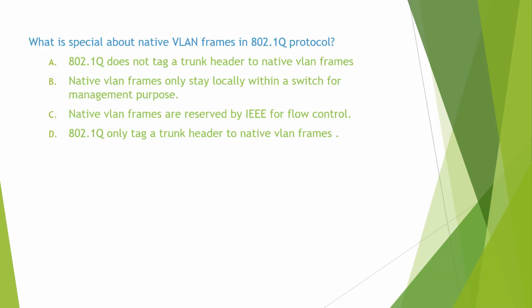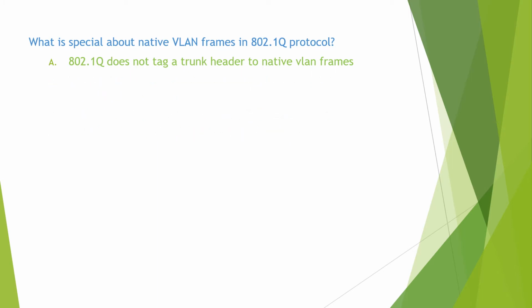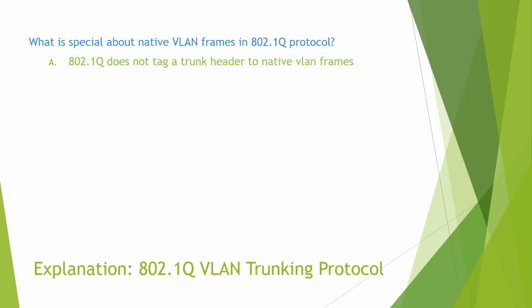What is special about native VLAN frames in the 802.1q protocol? In 802.1q, we have the concept of native VLAN, and when the native VLAN frames go across a trunk link, 802.1q does not tag a trunk header to the native VLAN frames. Therefore, the answer for this question is A. You can find the detailed explanation for this question in the video, 802.1q VLAN trunking protocol.